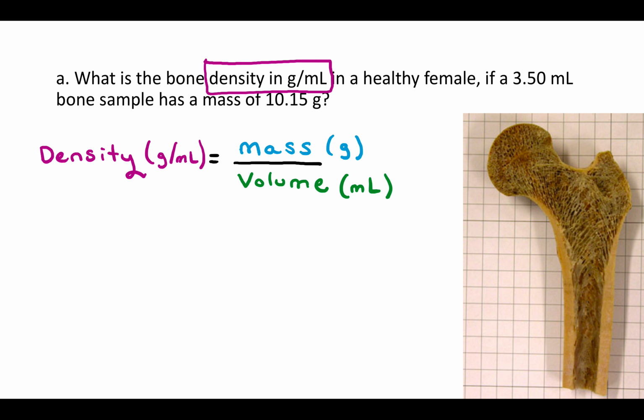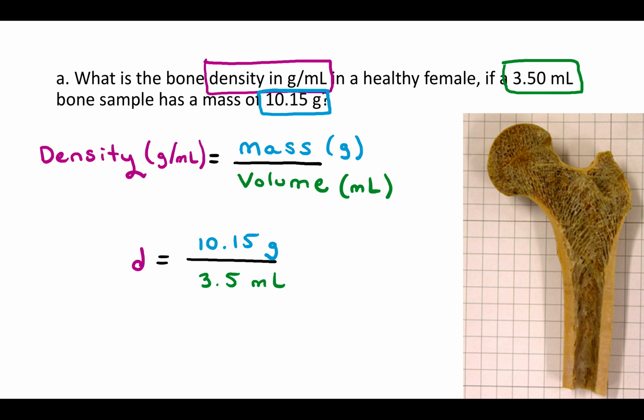Alright, so here they're saying what is the bone density, so we're looking for density. The next number they give us is 3.50 milliliters, and because it's in milliliters, I know it's the volume. So I'm going to put that on the bottom of a fraction. And then it says if the bone sample has a mass of 10.15 grams. And when I see the grams, I know that that's a mass, so I put that on the top of my fraction. And from here, I just plug it into a calculator.